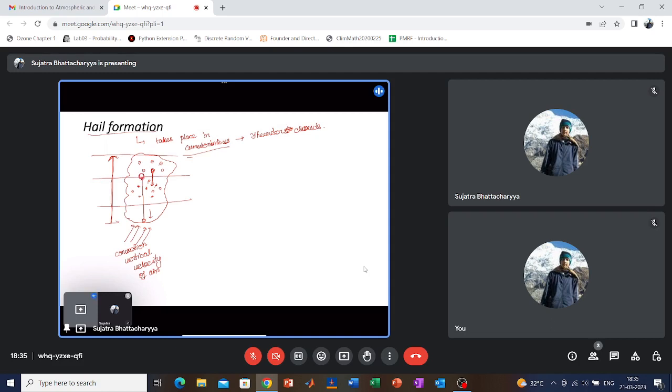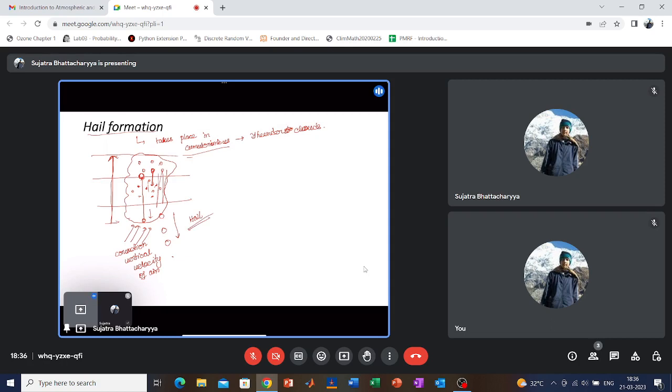Now when this updraft velocity is somewhat tilted and weaker, at that time, this happens 2-3 times. So it goes below and goes up again due to the updrafts. But when these updrafts become weak, it falls as large hailstones. So this is the formation of the hail. So hailstorms occur because of this.